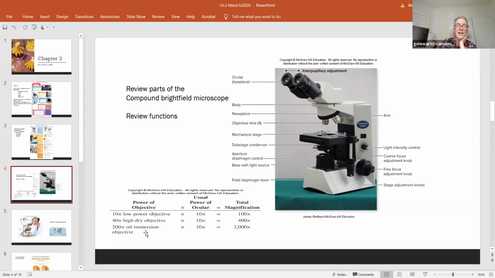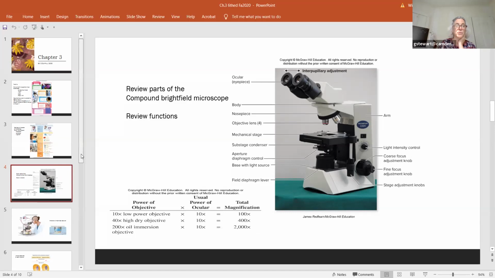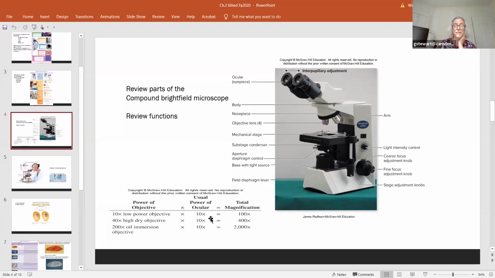You don't report 10x times 10x, you just write 100x, okay? The very best super duper compound bright field microscope can have a 200x oil immersion lens, and then it would magnify 2,000 times the size of life. The microscopes in the laboratory only magnify 1,000 times the size of life, and I have no idea about the microscopes that you're going to get in your kit. I think they're in this 400 to 600 range, actually.